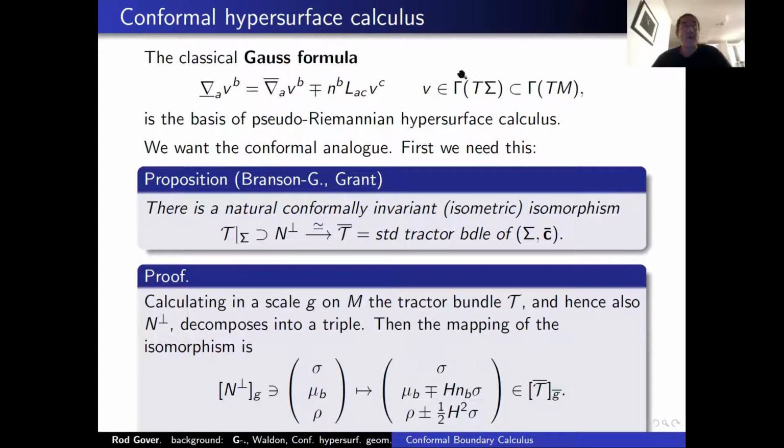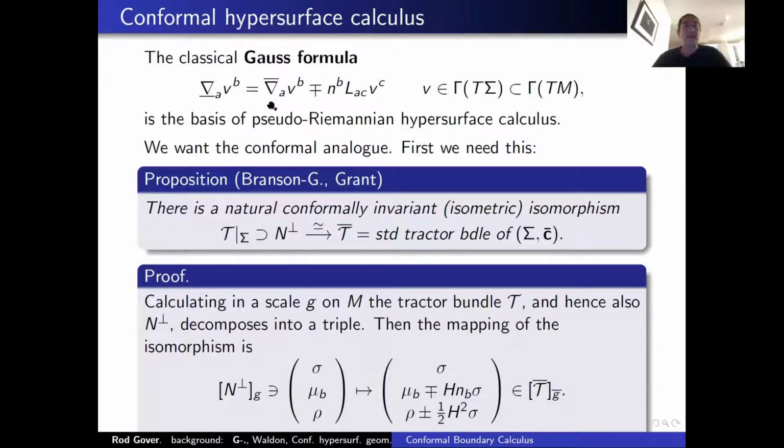The way you get going in Riemannian hypersurface theory, apart from the second fundamental form, which we've already defined, is its use in this thing called the Gauss formula. So let's remember this. I'm claiming here this is the basis of pseudo-Riemannian hypersurface calculus. So here you have the Levi-Civita connection acting on a vector, but this line under the Levi-Civita connection means I'm only going to act along my hypersurface. So in other words, I'm going to restrict this Levi-Civita connection to vector fields or vectors that are tangent to the hypersurface. That's what the underscore means.